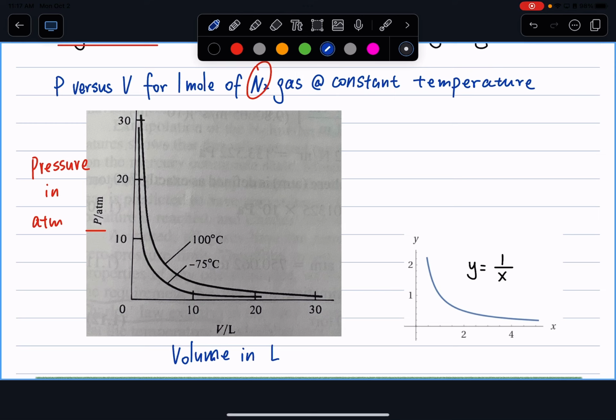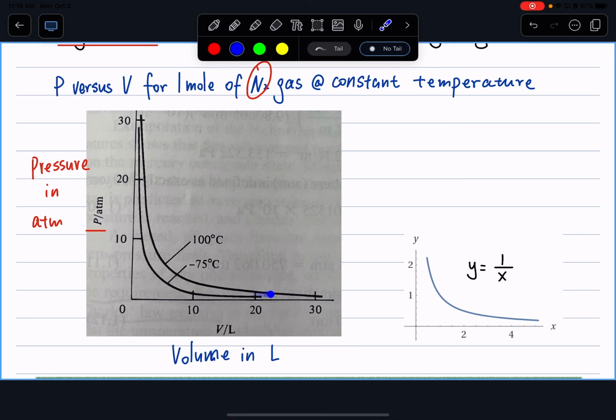Now we have 2 different curves here. Every curve represents a measurement taken at a different temperature. This curve on the bottom is taken at negative 75 degrees Celsius, and this curve here is taken at 100 degrees Celsius. Both curves are taken at constant temperature, but what exactly that temperature is, you can do multiple measurements. With the help of math, we have an idea about what this type of figure tells you.